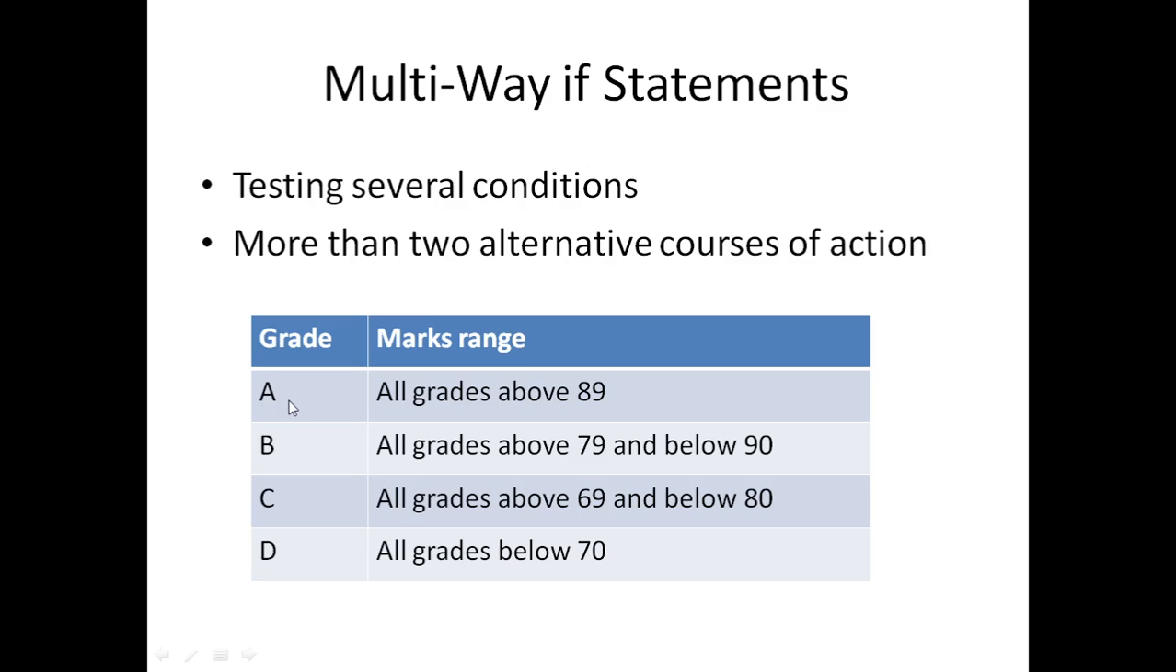An A grade is given to marks above 89. A B grade is given between 79 and below 90. C is given to above 69 and below 80. And D is given to all marks below 70. If we have something like this, we have to check all these conditions. So there are more than two alternative courses of action. In this case, we have to use a multi-way if statement.